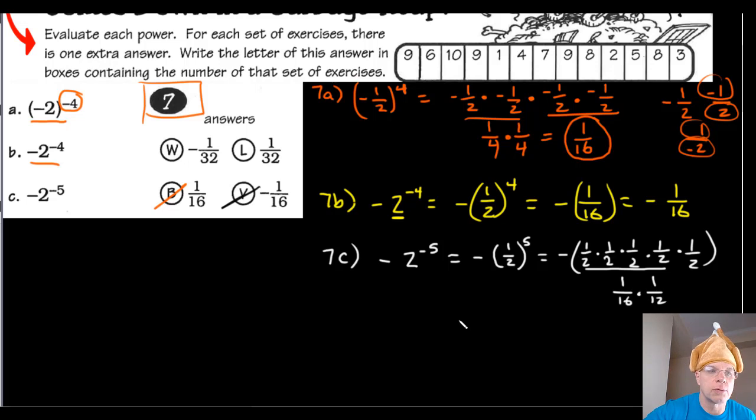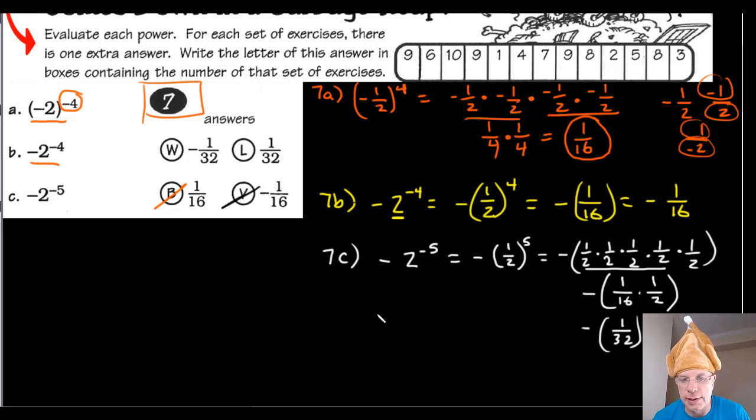Oops, I accidentally put 1/12 there. So I could just substitute 1/2 to the 4th power as 1/16 since we found that in the previous problems. And 1/2 of a 16th is a 32nd. And so the opposite of 1/32 is just negative 1/32, which is W. And so the answer choice that we've not crossed out, the extra answer, is 1/32, which is L.